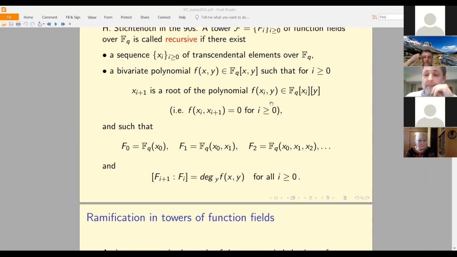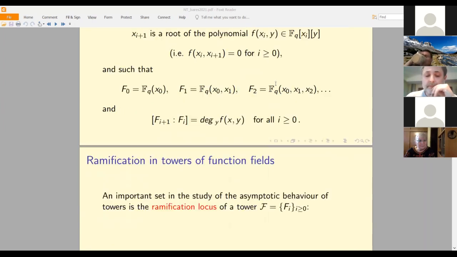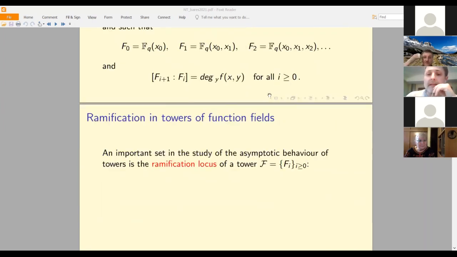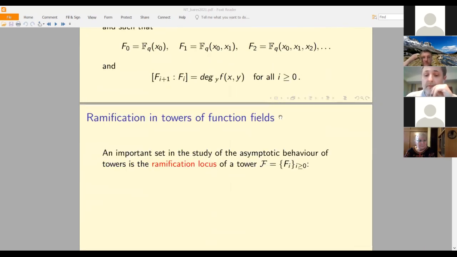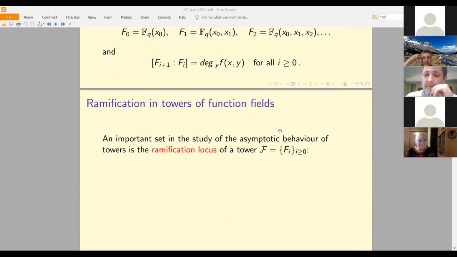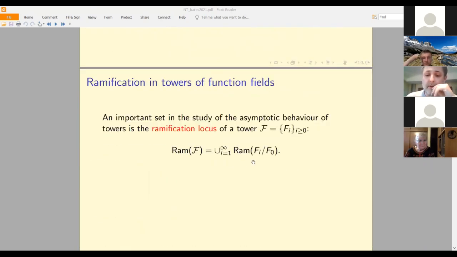And in this situation, Garcia and Stichtenoth expected to have a better description of the Riemann-Roch spaces because they are useful in coding theory. The question is that to study the asymptotic behavior of these recursive towers, you need to study the ramification locus of the tower, which is the union of the ramification sets of F_i over F_0. So you consider all the places of F_0 that ramify in some F_i. You take the union of these sets and you get the ramification locus of the tower.